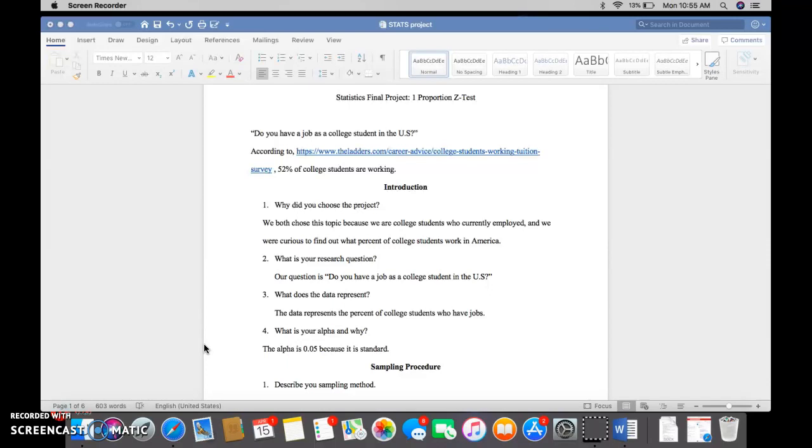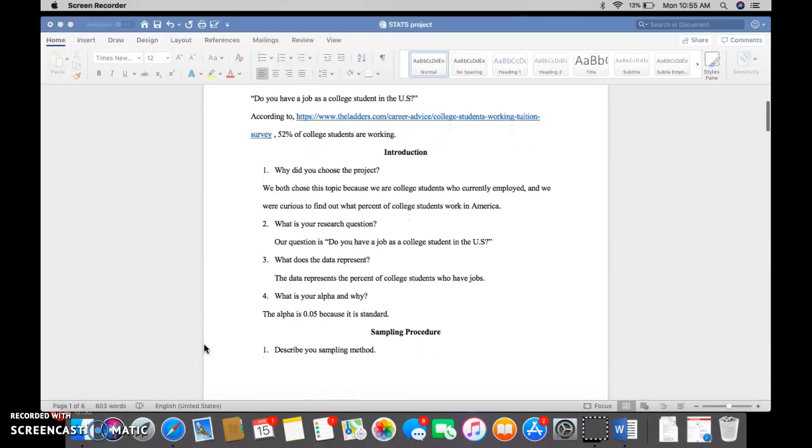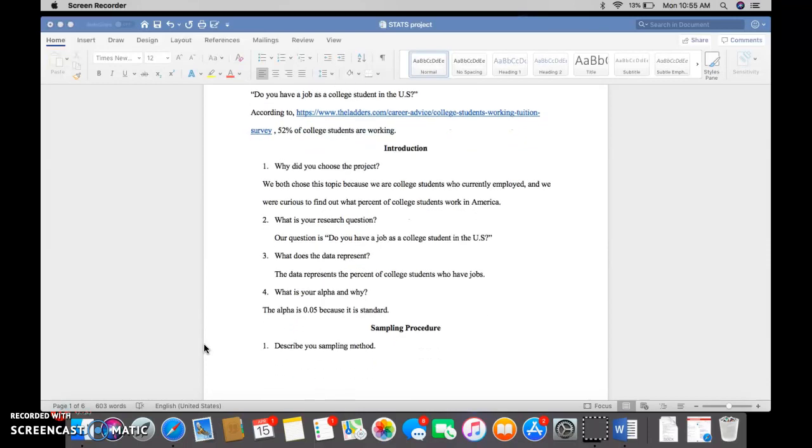What does the data represent? The data represents the percent of college students who have jobs. What is your alpha and why? Alpha is 0.05 because it is standard.